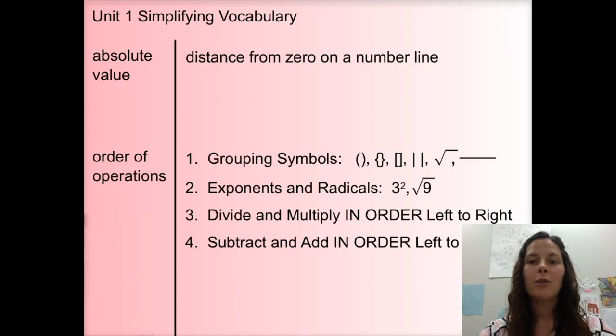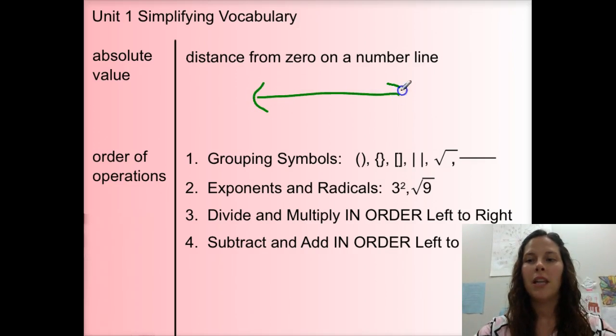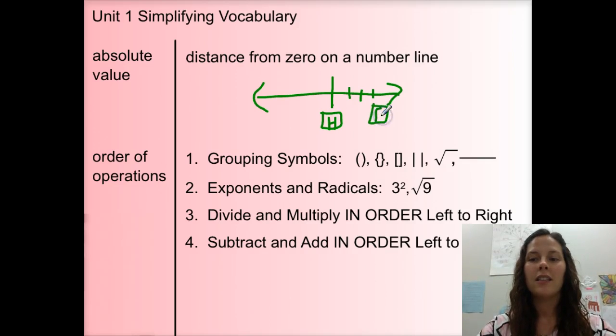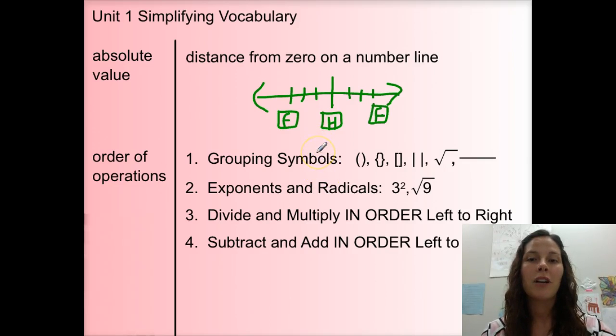So what you want to think about is if you live on a block in the middle here, so here's your house, and you have one friend that lives 3 houses away off to the right, and you have another friend who lives 3 houses away off to the left, they are the same distance from your house. Just because you're heading in a different direction does not mean the distance changes. So think about that as you're thinking about absolute value.